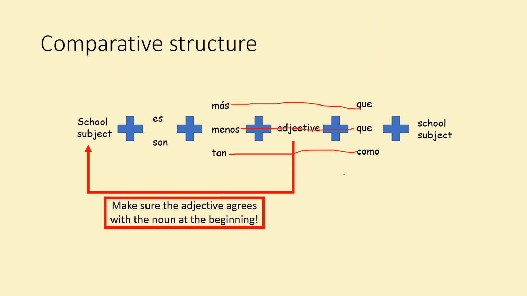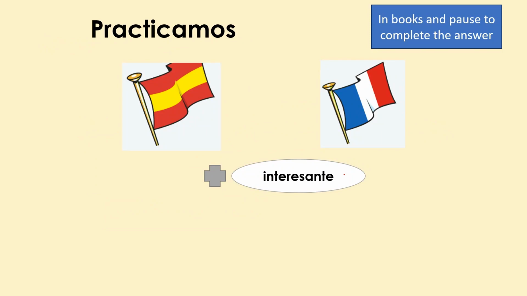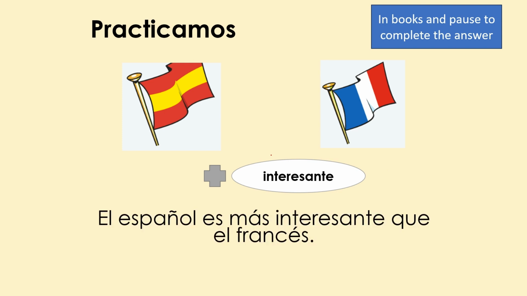And in your books, we are going to practice using some pictures to help you write that answer. So we've got the Spanish flag, a plus sign, interesante, and the French flag. Can you write this in your books so that it says Spanish is more interesting than French? Pause the video for a minute and come back. Answer appearing in 3, 2, 1. El español es más interesante que el francés.